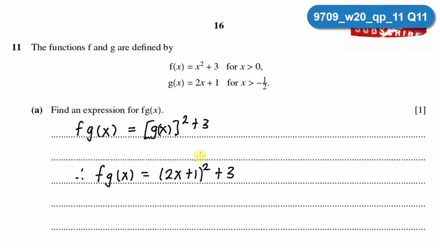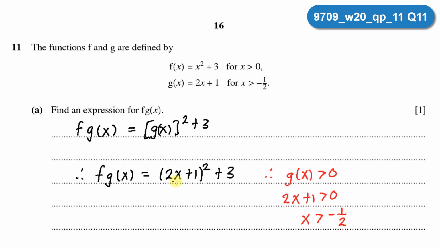We might also need to know what the domain of f of g of x is. Now, since g of x is an input into f, and f is restricted to the domain x is greater than 0, it also means that g of x should be greater than 0, which therefore means that g of x, which is 2x plus 1, should be greater than 0. And solving this inequality, we get x being greater than minus a half. So the domain of f of g of x is x is greater than minus a half. Let's go to part B.